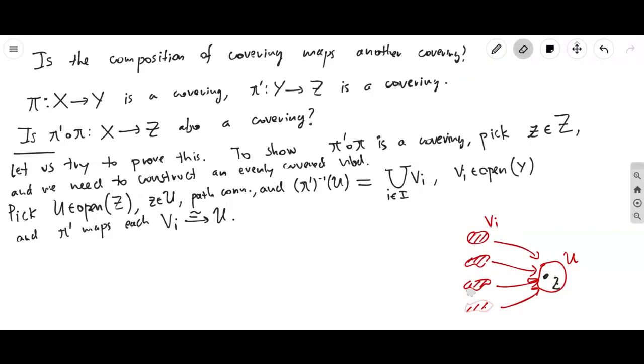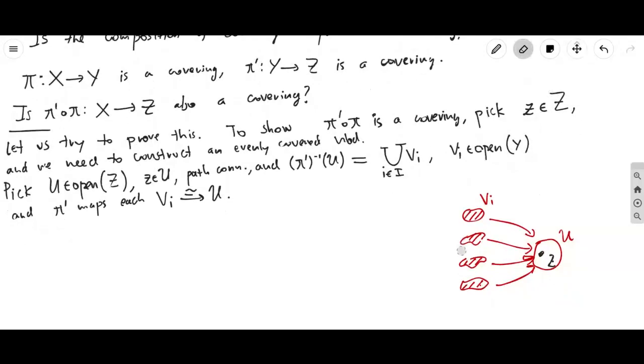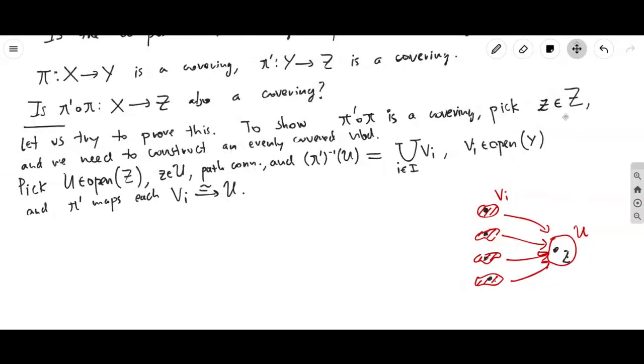Now, because you have a composition, you just did pi prime, and now you have to do the other one. You have to pull this back. So you have to take every single one of these, and you have to pull them back. But the problem is, how do you know that these are evenly covered neighborhoods? So maybe what I should do is, when you take this point Z and you pull it back, you have the fiber points. So you have a point in every one of these that's being mapped to Z.